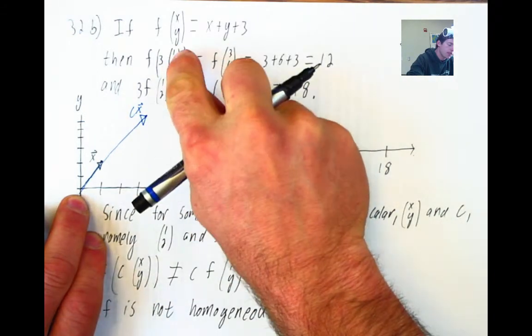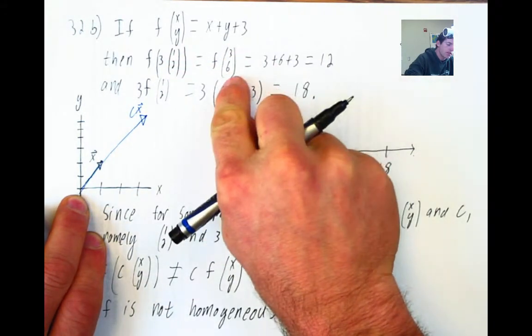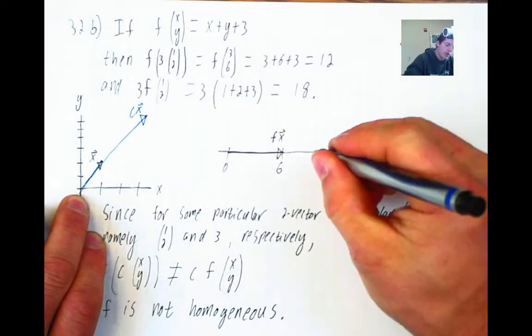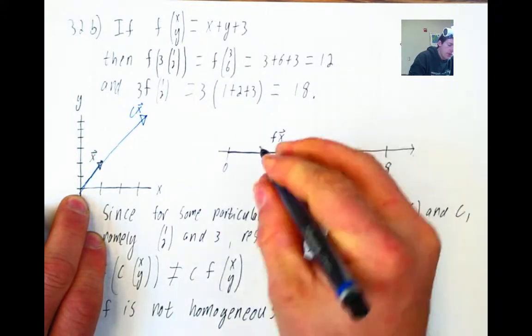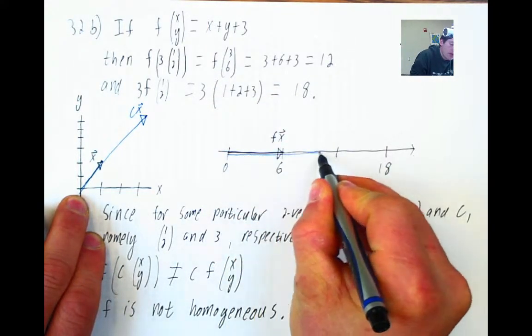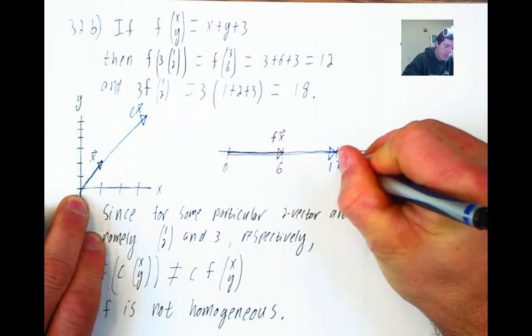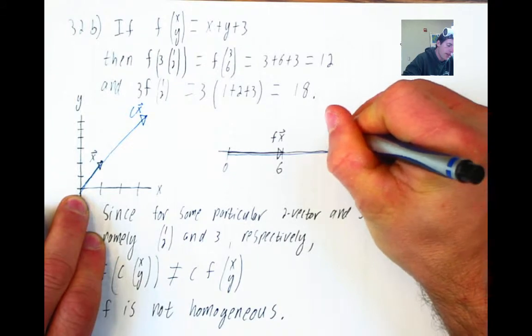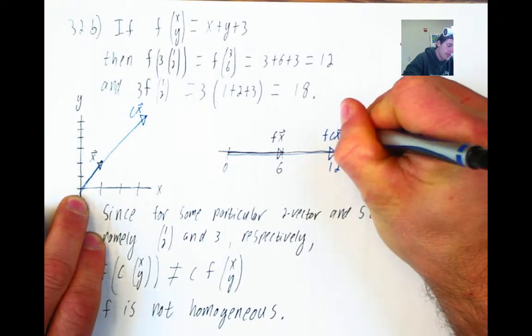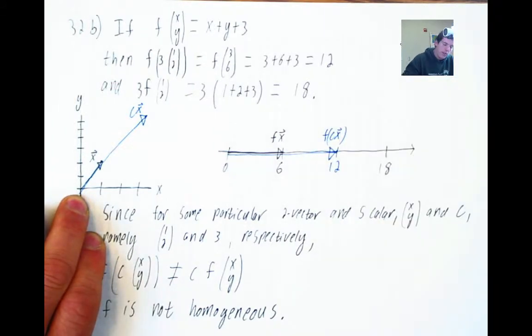And in blue, cx is 3 times (1, 2). That's (3, 6). f of that is 12. So draw a blue line going off to 12. And that is f of cx. And I'll grab my black pen and put the parentheses that I forgot to put in. Okay, and then in red, the odd guy out, that is c times f of x.